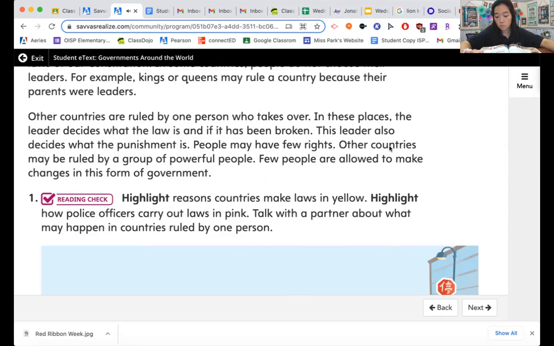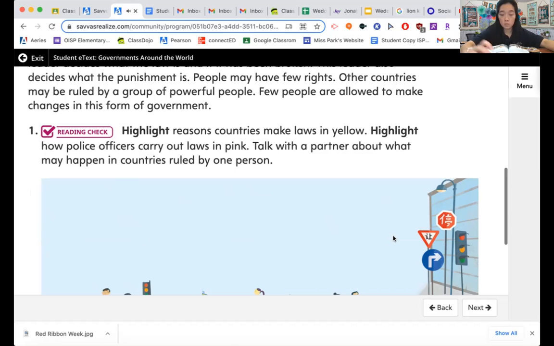People may have few rights. Other countries may be ruled by a group of powerful people. Few people are allowed to make changes in this form of government. Reading check. Highlight reasons countries make laws in yellow. Highlight how police officers carry out laws in pink. Talk with a partner about what may happen in countries ruled by one person.